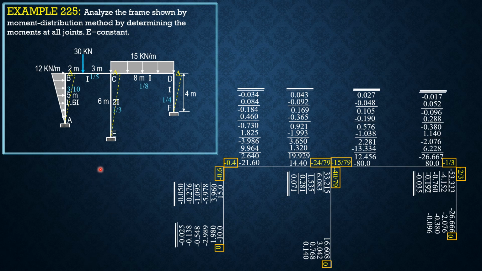So multiplying this by 100, this is negative, and treating delta equal to 1. This is equal to negative 36 kilonewton meter. Here, multiply by 100. This is negative 33.333 kilonewton meter. Then 3/8 times 100, negative 37.5 kilonewton meter.